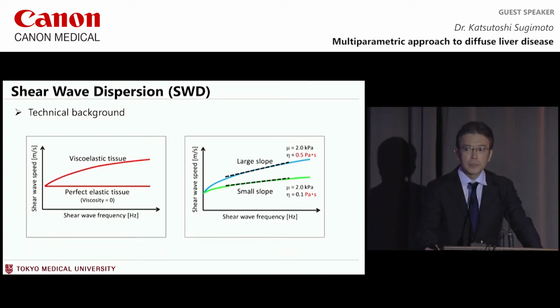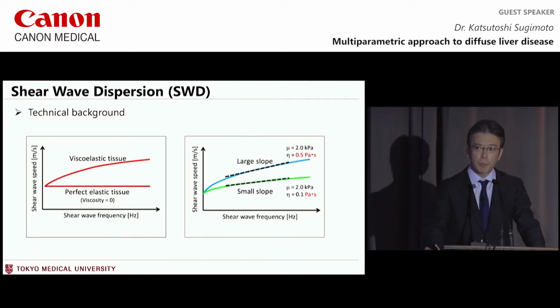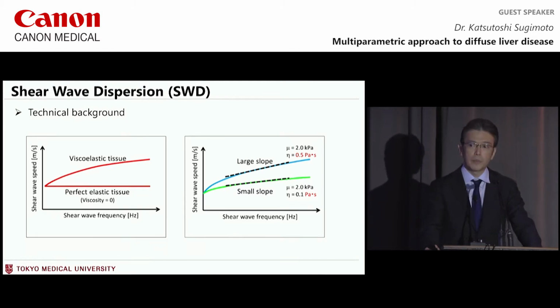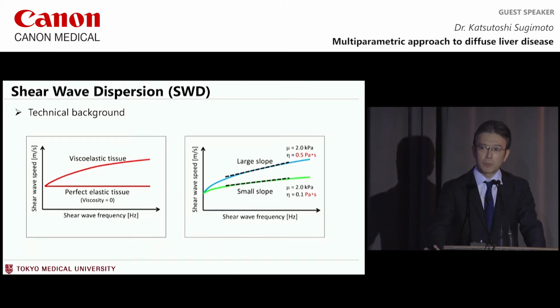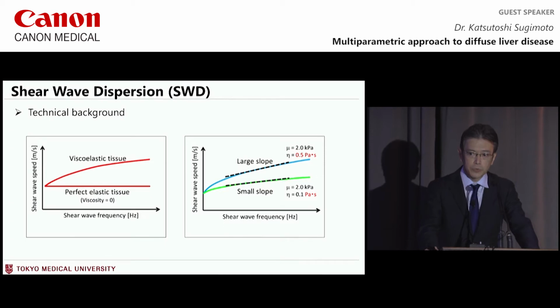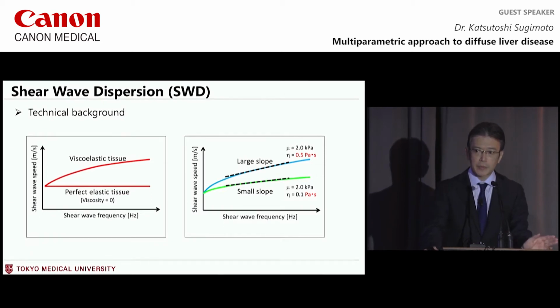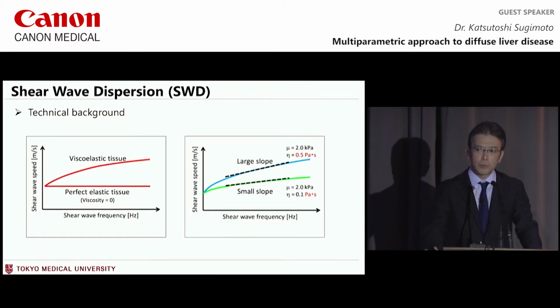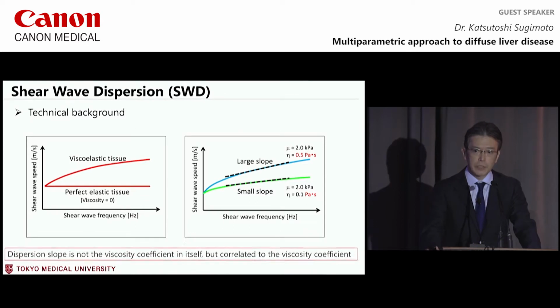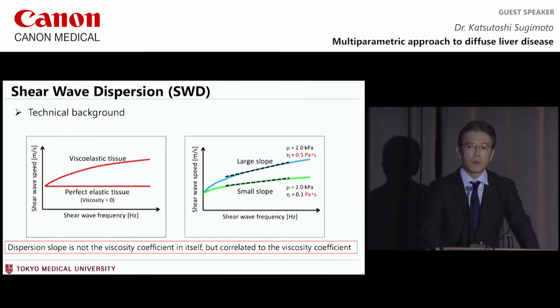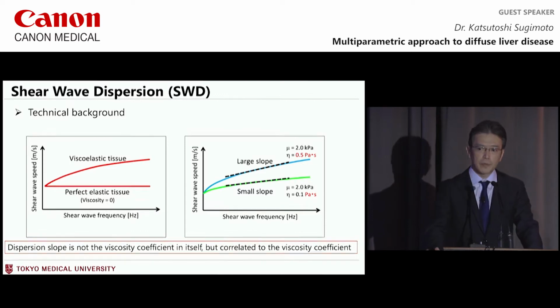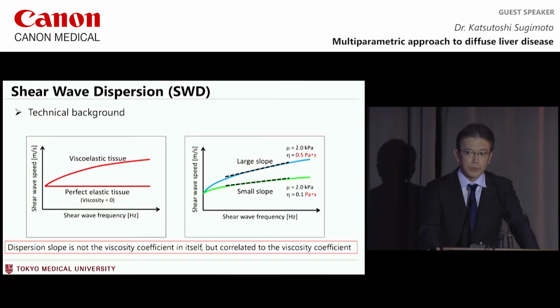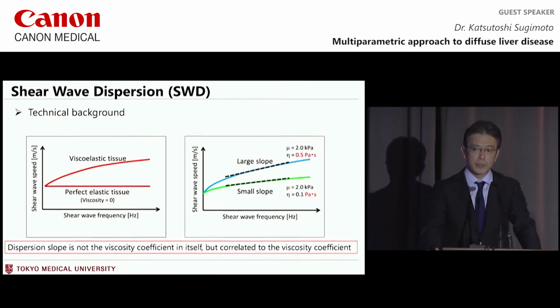In this simulation, shear elasticity is fixed at 2 kilopascal, and the shear viscosity is changing from 0.1 to 0.5 pascal second. The slope increases as the level of viscosity increases. So if we measure the slope, we can assess the degree of viscosity. But please note that dispersion slope is not the viscosity coefficient itself, but correlated to the viscosity coefficient.